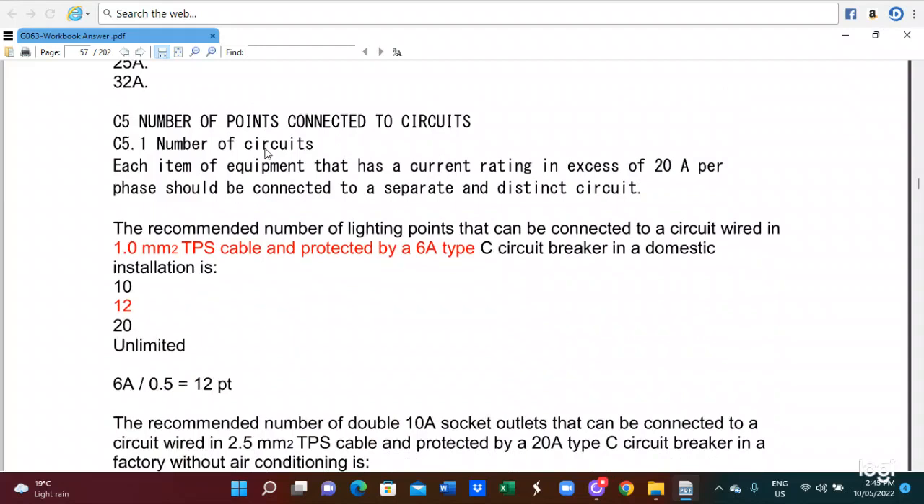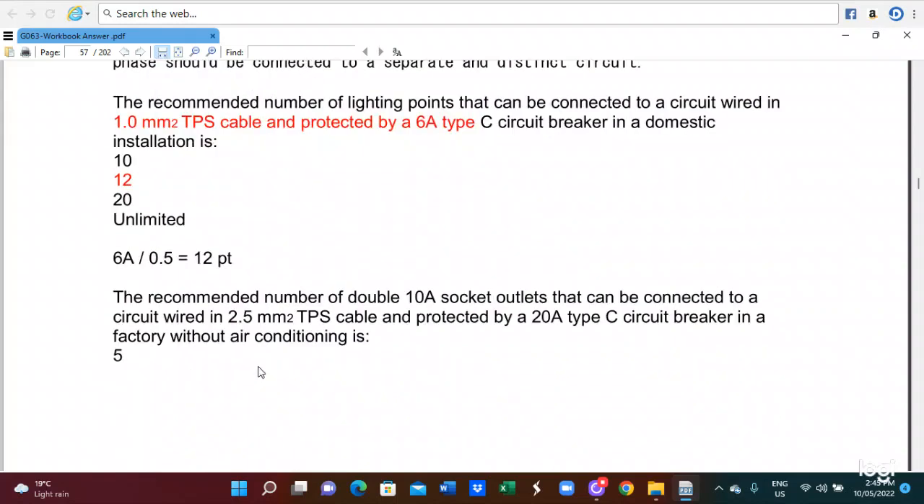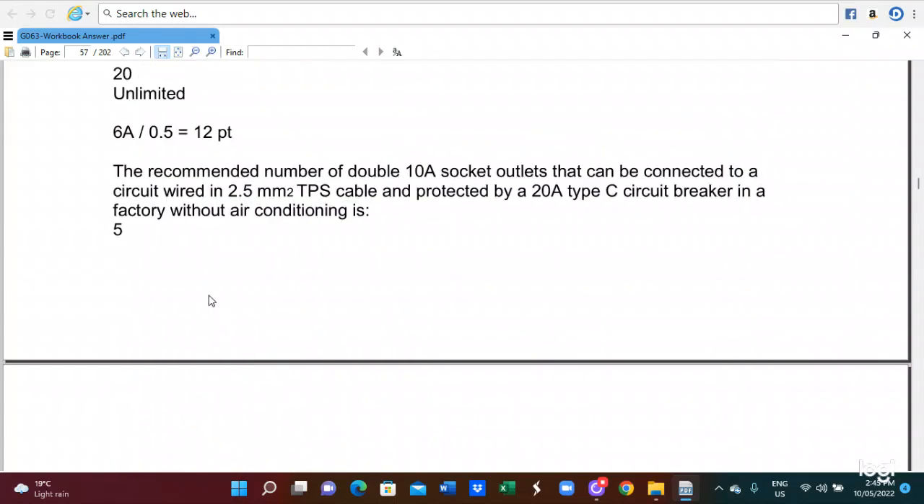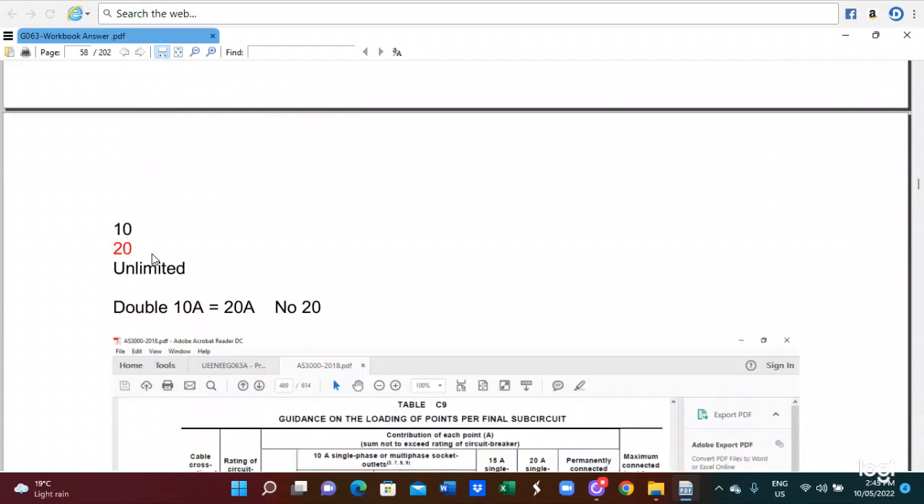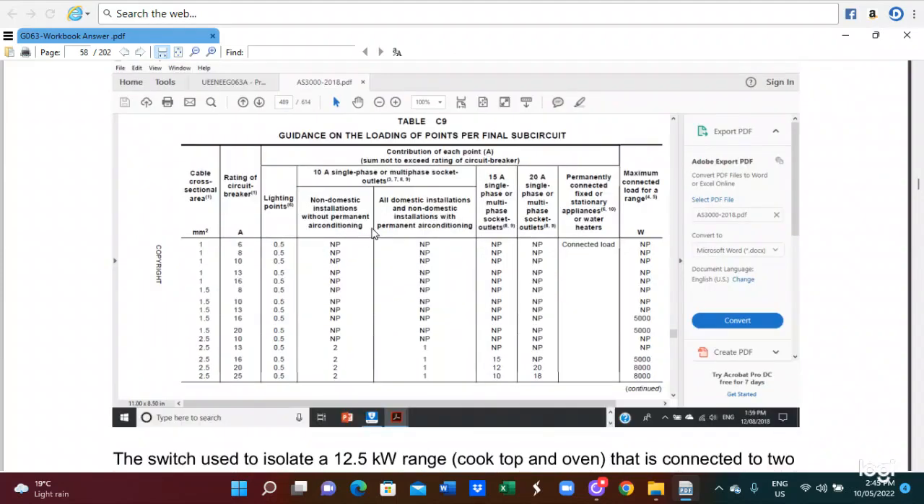The recommended number of lighting points that can be connected to a circuit wired in 1 millimeter square TPS cable protected by a 6 ampere type breaker is 12. This is because 6 ampere divided by 0.5 ampere per point gives 12 points. Also read through this calculation. This is the appropriate table that guides the loading of points by final circuit. How many points can be connected?